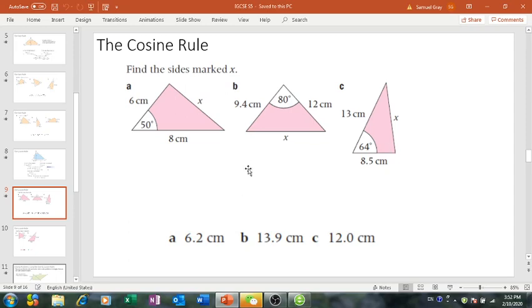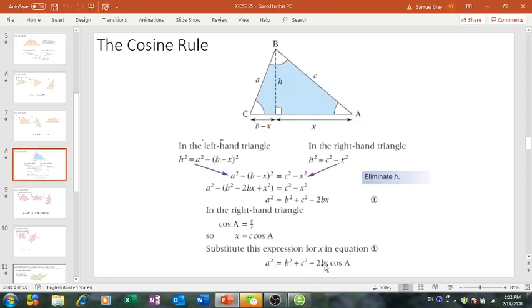Now, very often in an examination, what you'll be asked to do is either work out one of these sides or work out the angle, because then you have to rearrange this equation here. So very often some teachers write it in a different form. So it gives you cos A is equal to A squared minus B squared minus C squared divided by minus 2BC, or B squared plus C squared minus A squared over 2BC. So any one of those there.